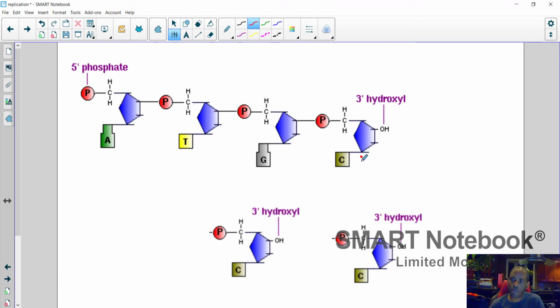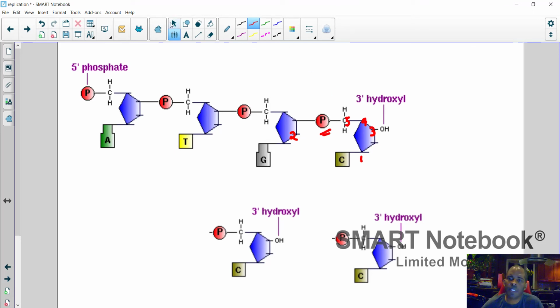So this is carbon number 1 where the base is attached. Carbon number 2. Carbon number 3 is where the hydroxyl group is, right? Deoxyribonucleic acid. There's an oxygen group here. Carbon number 4 and carbon number 5. And carbon number 5 is where the phosphate group is attached.